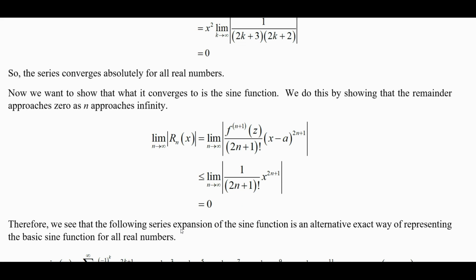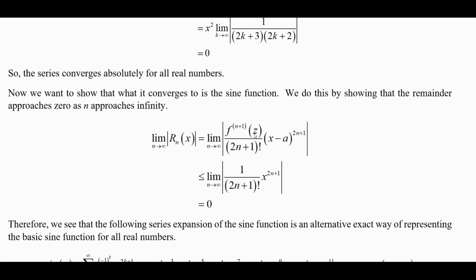Does it actually converge to the sine function? To prove that, we have to look at the remainder term, which is the n plus 1 derivative evaluated at z over 2n plus 1 factorial times x minus a to the 2n plus 1. Take the limit as n goes to infinity of that absolute value. A is 0, so this is just x to the 2n plus 1. For fixed x, this is a fixed number to a power.